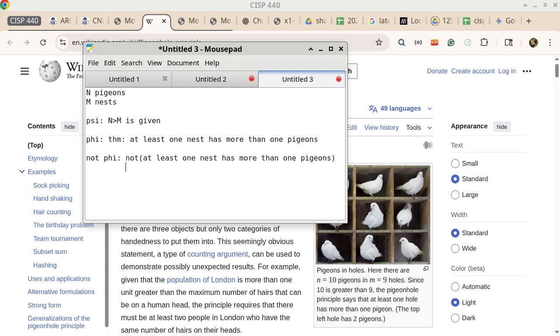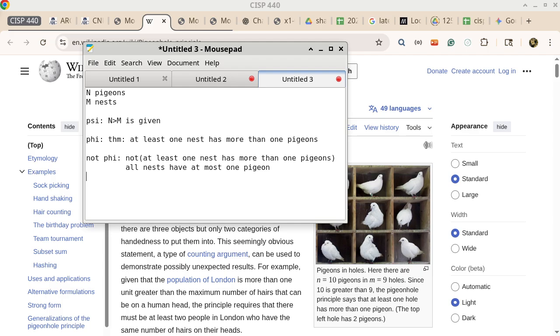Just to echo my comments earlier, make your English professor proud. What is the best way to describe it? It is not the case that at least one nest has more than one pigeon. Can we say that all nests have at most one pigeon? Would that be okay? Let's write it out here. All nests have at most one pigeon. Does everybody understand that this is not phi?